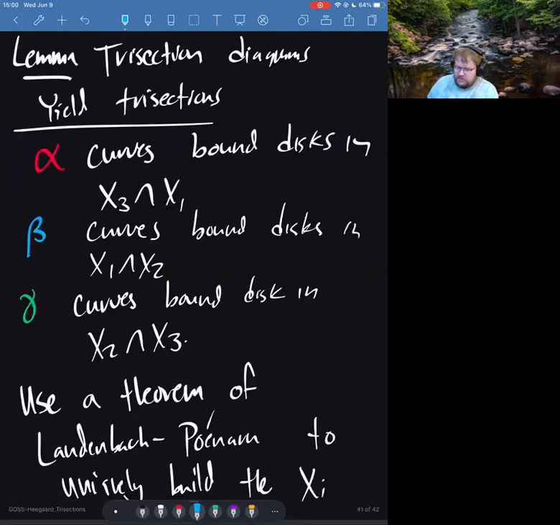So a lemma is that the trisection diagrams tell you how to build trisections. And the idea is you can build each of the three-dimensional pieces exactly like we did in the three-dimensional case. And then we can use this super celebrated theorem of Laudenbach and Poénaru, which says that if you know essentially the 0, 1, and 2 handles of a 4-manifold, there's a unique way to complete that and cap it off using 3 and 4 handles. And it's unique up to diffeomorphism.